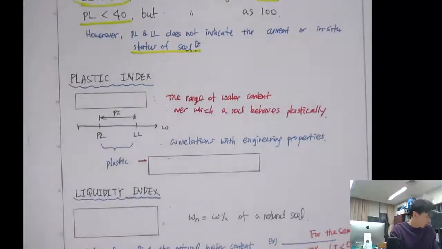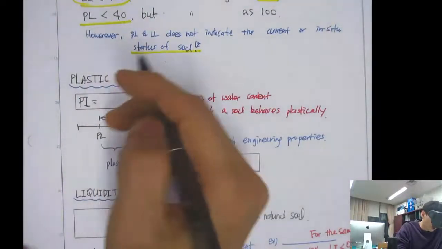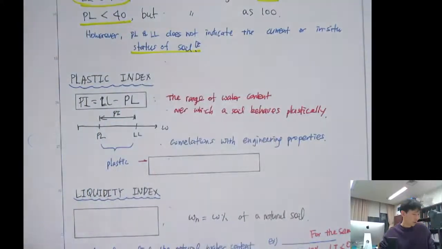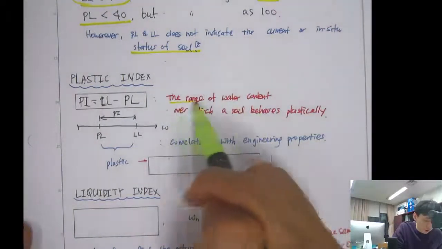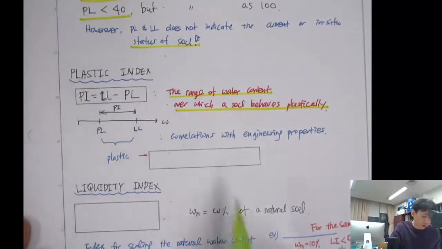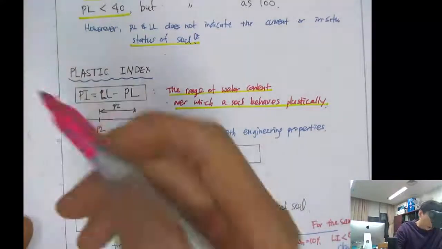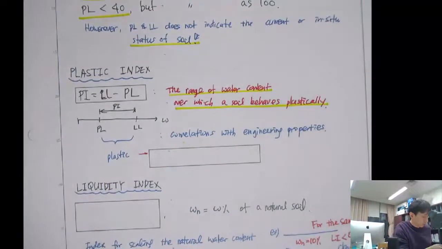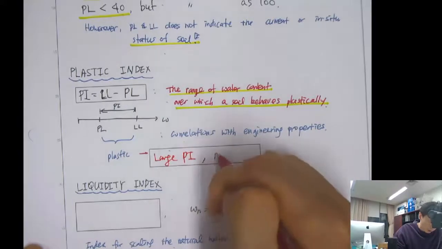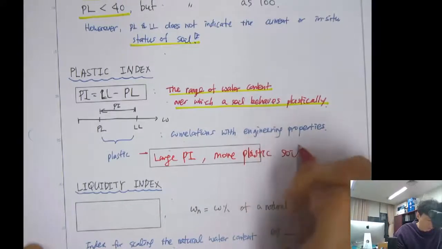Plasticity index is defined as PI, and we use the symbol PI, and it's LL minus PL. So this is the range of water content over which a soil behaves plastically. And it correlates with the engineering properties, and a large PI means more plastic soil.